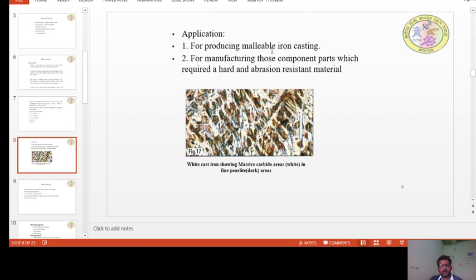As we have discussed, in order to produce malleable cast iron, first we have to produce white cast iron. It is also used for manufacturing those components which require a hard and abrasion resistant material, where generally the components are subjected to sliding or friction. Those types of components are produced by this iron. And here we will see a diagram. In this diagram we find white and dark areas.